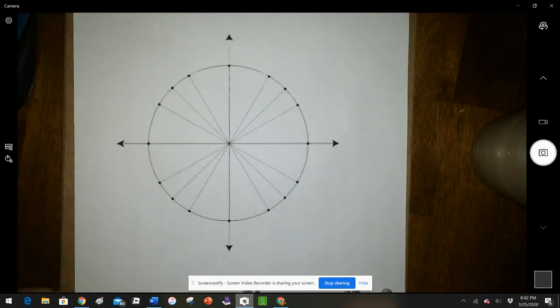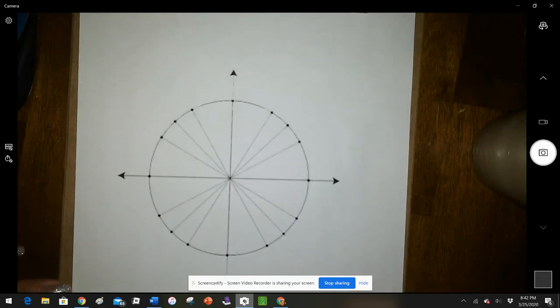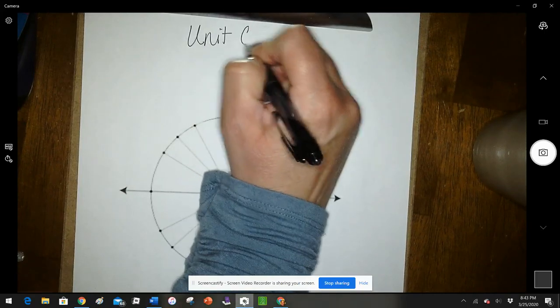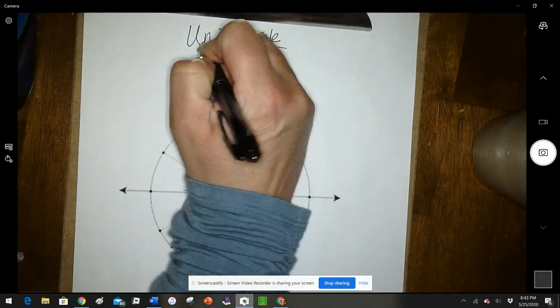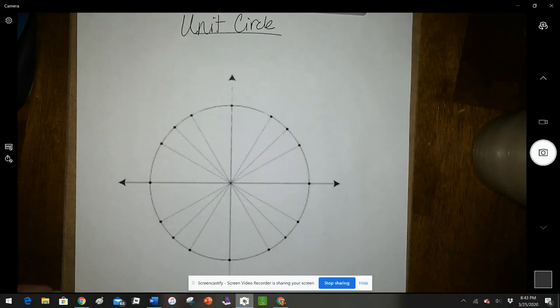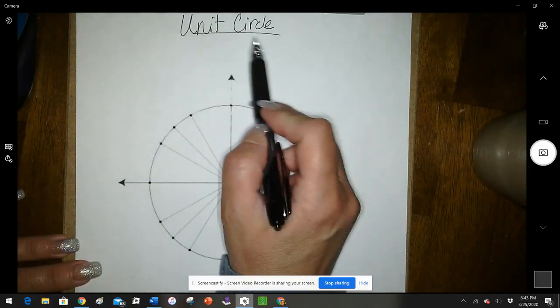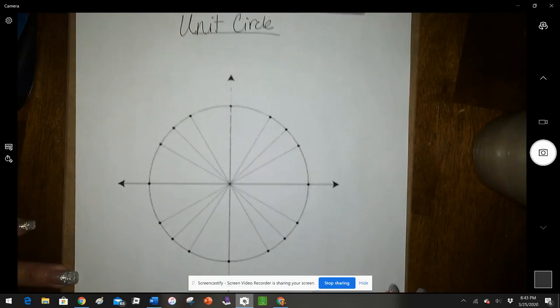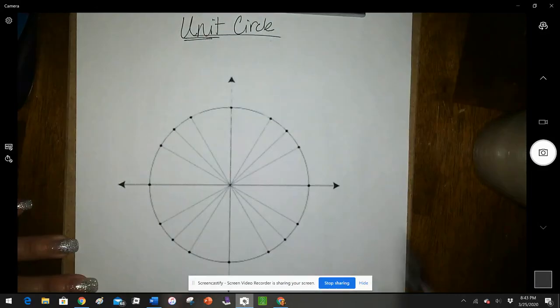Hey guys! So today we are going to be starting what is called the unit circle. And so I'm hoping that everything we've talked about so far and everything that you've been looking at will all come full circle. See what I did there? Today we're going to be talking about what is called the unit circle.